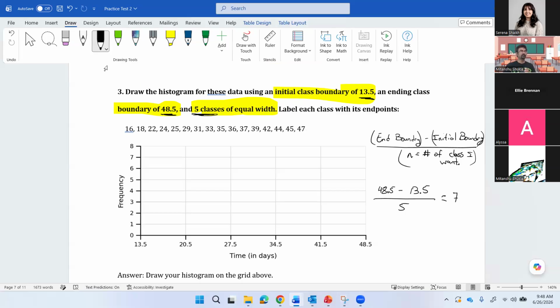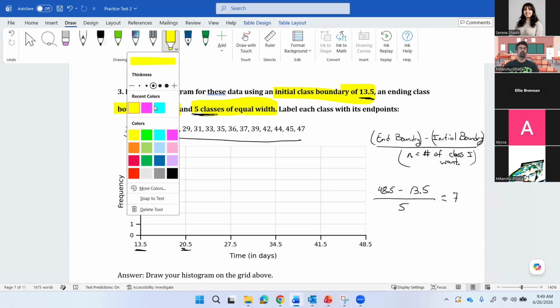Oh, it's how often something happens. Yep, very good. Yes, exactly. Frequency means how often something happens. So I want to know how often a number between 13 and a half and 20 and a half happens in this data set.